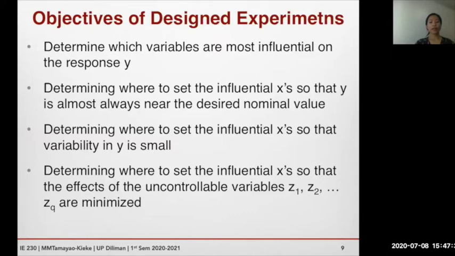Now, designed experiments can help engineers and scientists achieve various objectives, including determining which variables are most influential to the response Y; determining where to set the influential X's so that Y is almost always at the necessary nominal value; third, determining where to set the influential X's so that variability in Y is small; and four, determining where to set the influential X's so that the effects of the uncontrollable variables Z's are minimized.